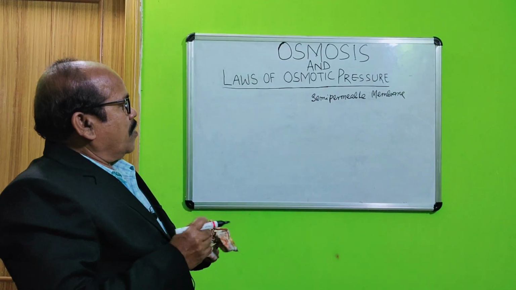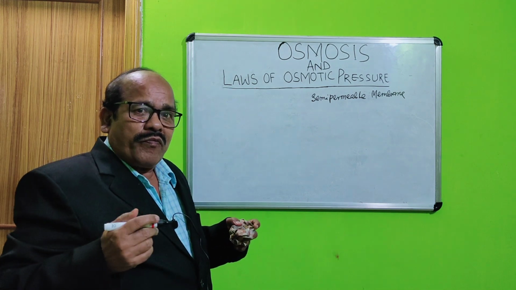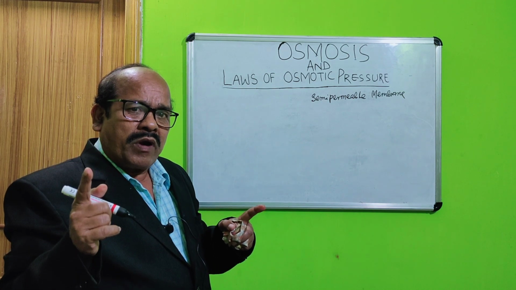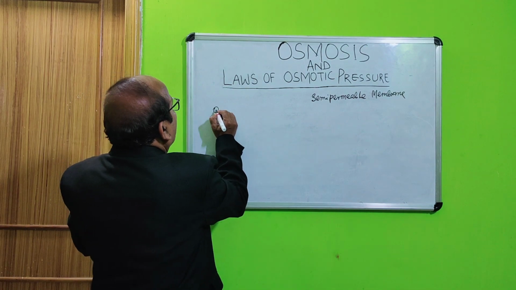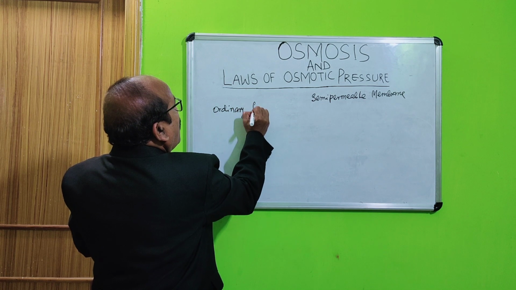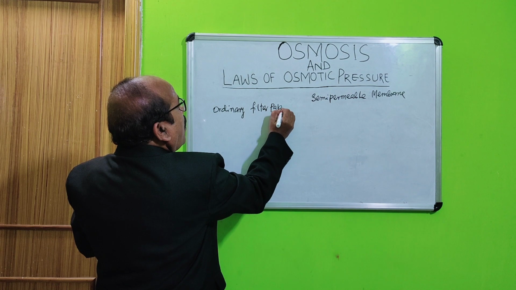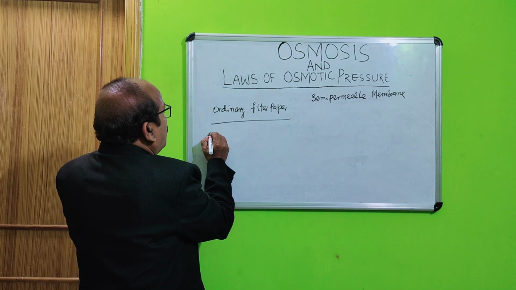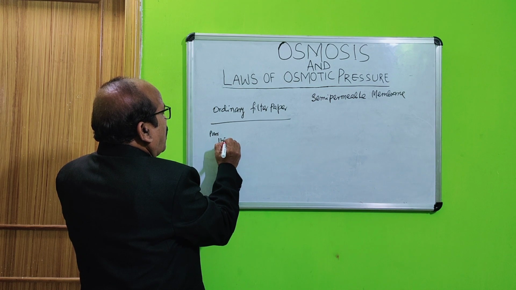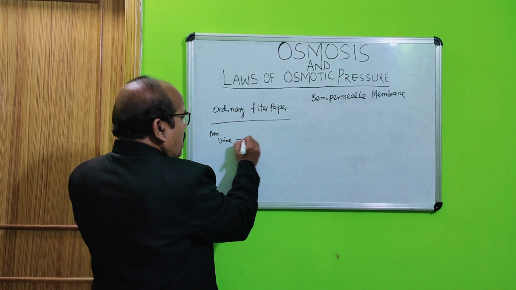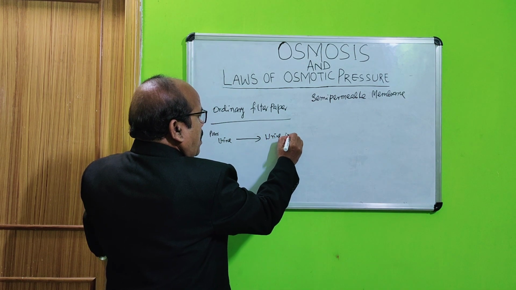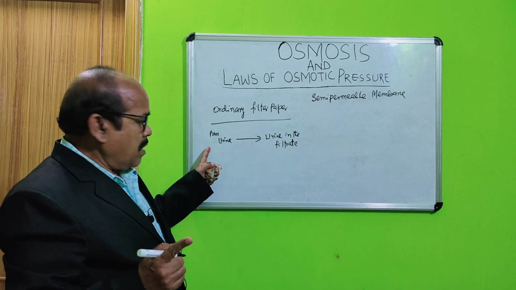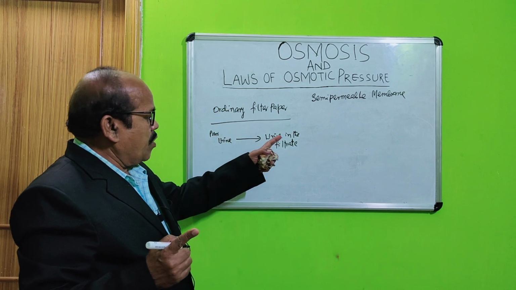Now, let me explain to you the meaning of semi-permeable membrane. If you compare a semi-permeable membrane with an ordinary filter paper, in case of ordinary filter paper, if you pour urine, you will get the same urine in the filtrate.